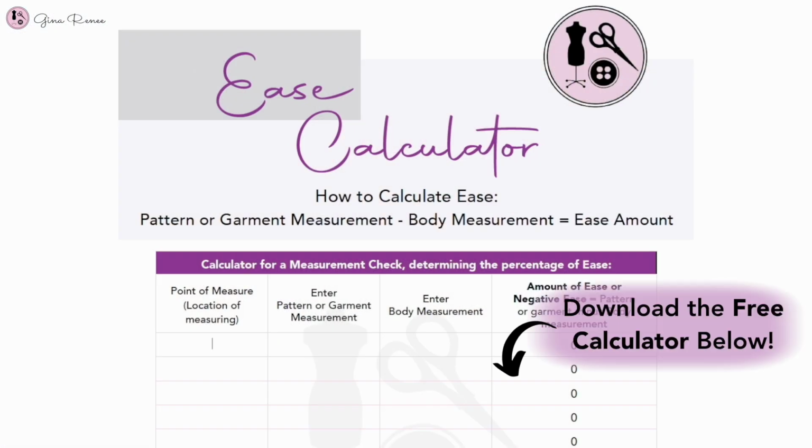Even though I'm going to be measuring a t-shirt, you can apply the same exact logic for blouses, dresses, jackets, blazers, coats, anything of the top portion. All right, let's dive right into measuring that garment. Make sure you've downloaded that free calculator that'll walk you through how to determine the ease amount between your garment and your body measurements.